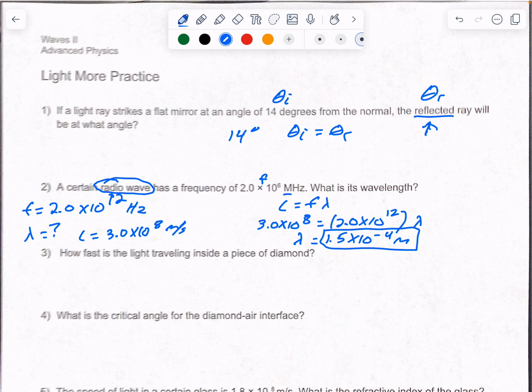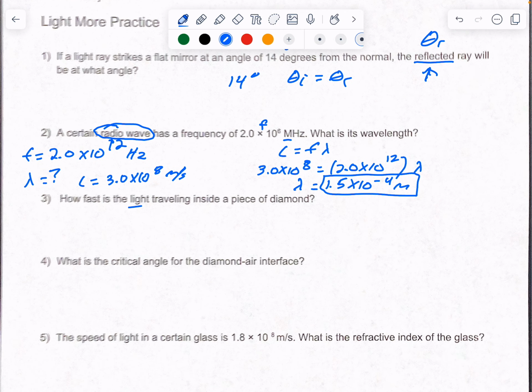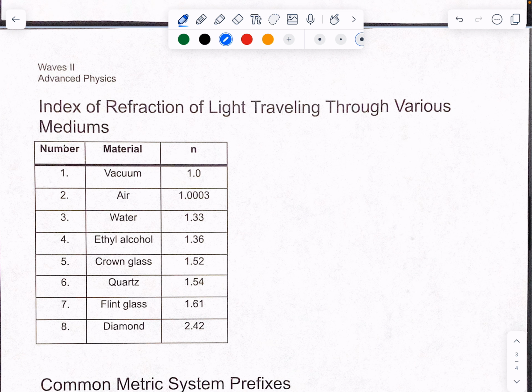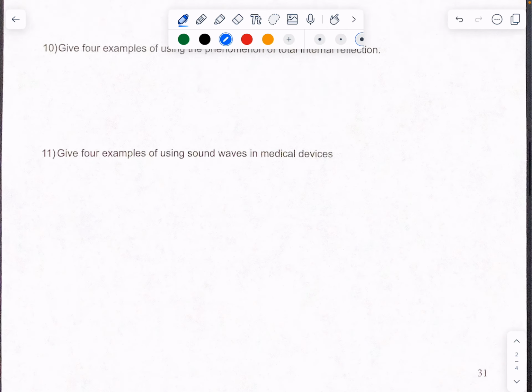3, how fast is light traveling inside a piece of diamond? So 1, we're talking about light, so we're dealing with light speed. And then it talks about a piece of diamond. I also put at the bottom this box right here, which has your refractive indexes. This basically tells you how well light travels through different mediums. In this case, it asks about a diamond, so my value is 2.42.